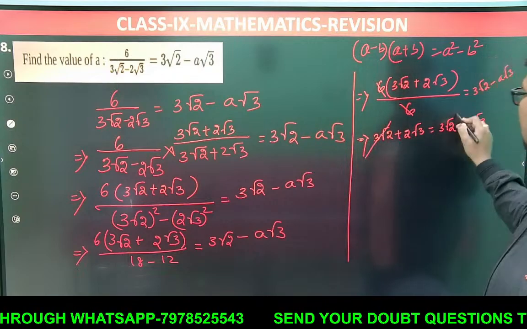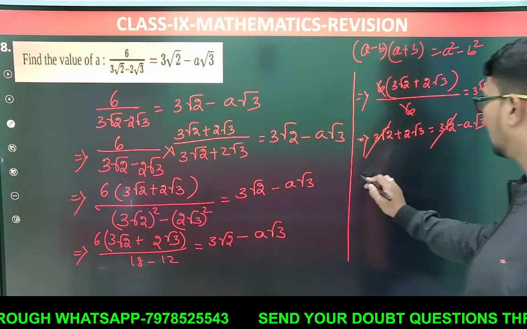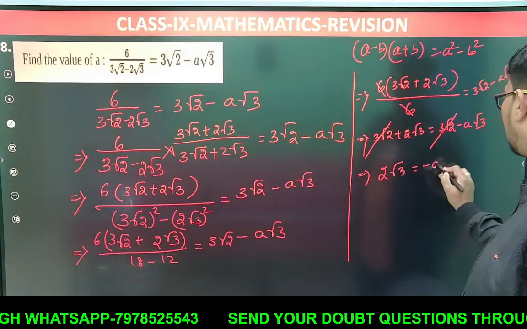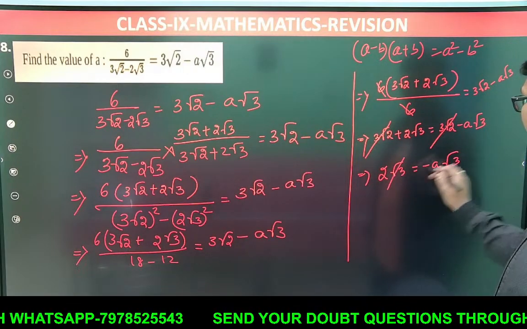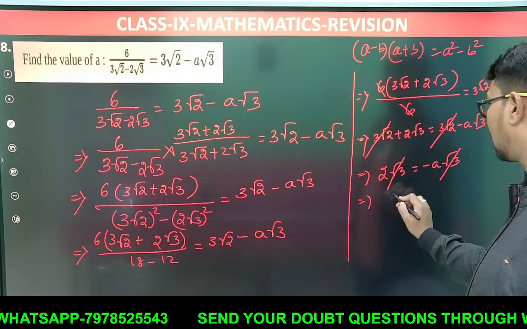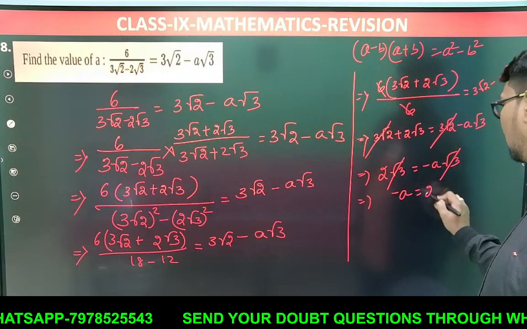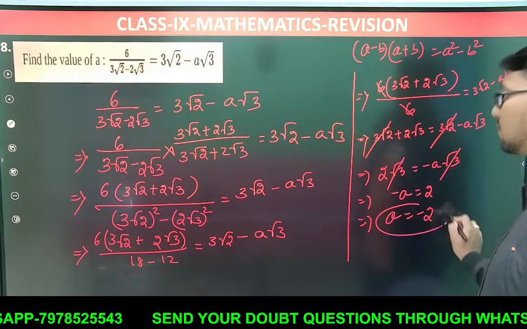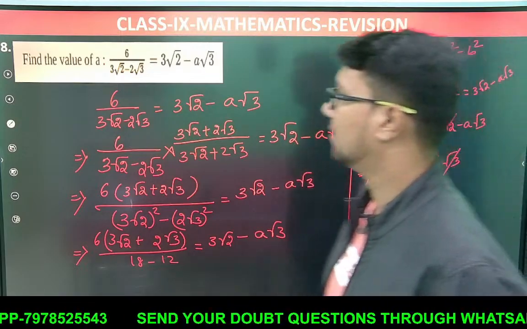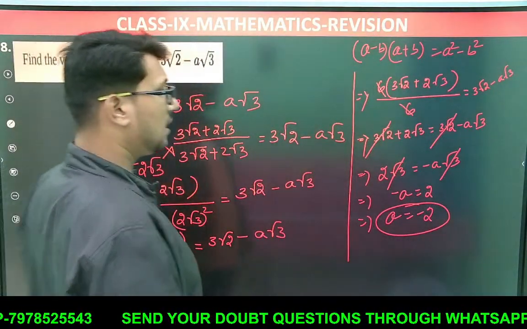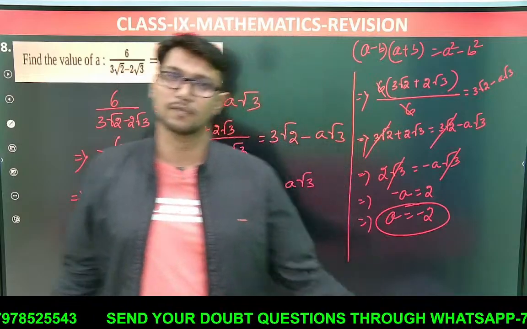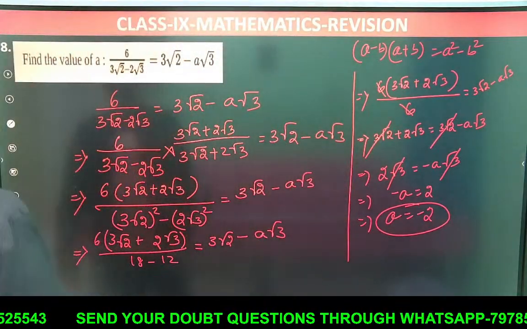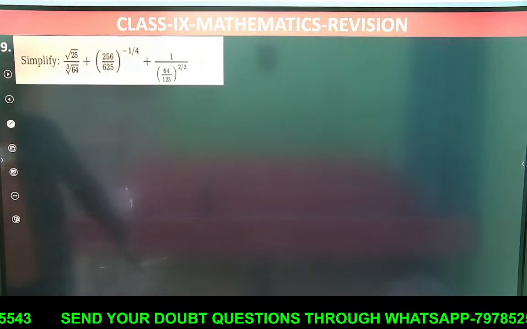Now from both sides, 3 root 2 has been cancelled. What is left? 2 root 3 is equal to minus a root 3. Again root 3 cancels from both sides. So minus a equals 2. Hence, a is equal to minus 2. The question was asking: find the value of a. So a is minus 2. I hope it is clear to all. Let us move to the next question.